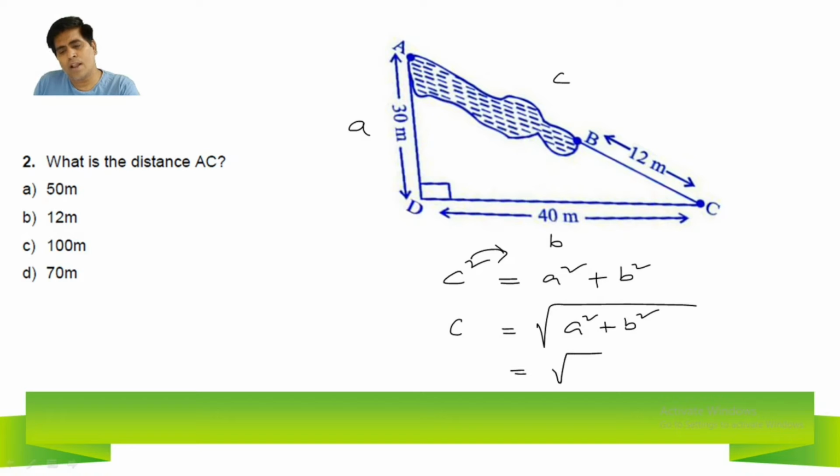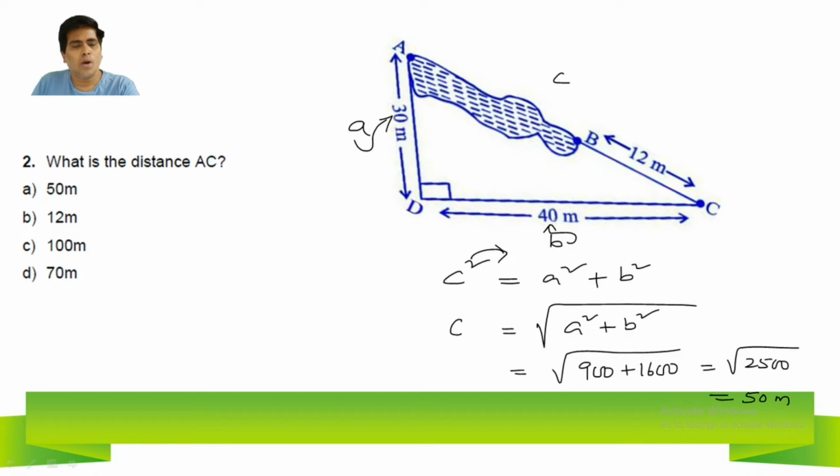So now substitute the values. What is the value of A? The value of A is 30 here, so 30 square, and the value of B is 40 here, 40 square. 30 square is 900, 40 square is 1600. Both together we get 2500. So clearly the square root of 2500 is 50 meters. So what is the distance of AC? 50 meters. The total distance from here to here is 50.